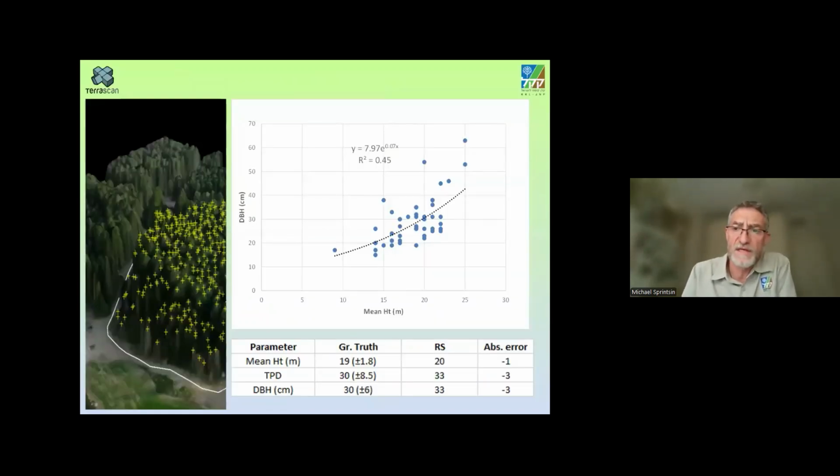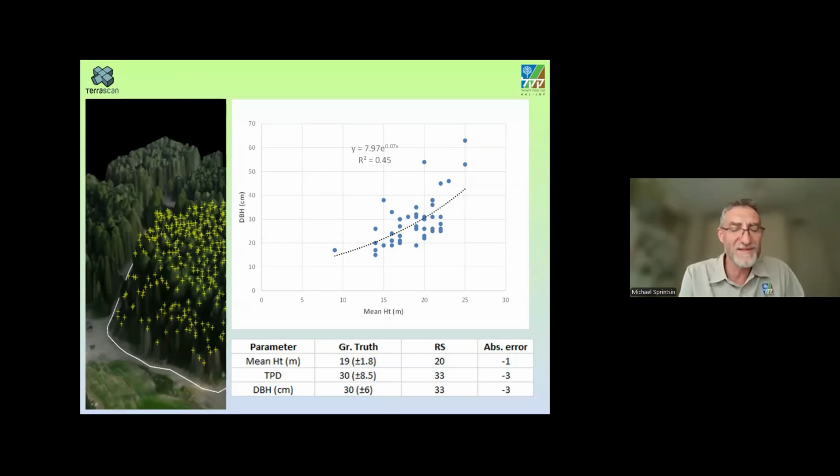And now this is the ground truthing. The ground truthing is less important now, but it's here. We went to the stand, we measured the height, the DBH, we calculated the number of trees per area, and this is the general direction of the relationship between both parameters. The absolute error for TPD is trees per dunam, or it's actually trees per hectare divided by 10. And the error was quite small for all parameters, and the accuracy was good.